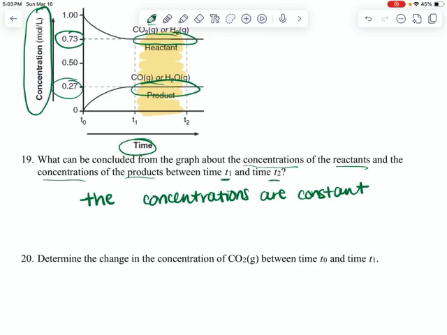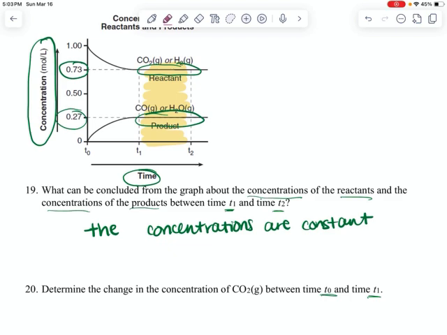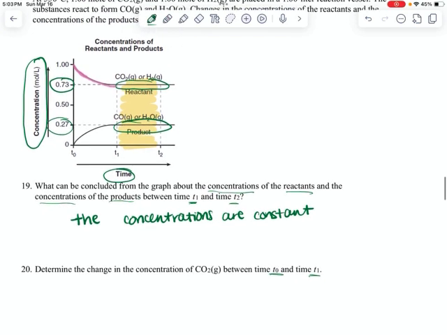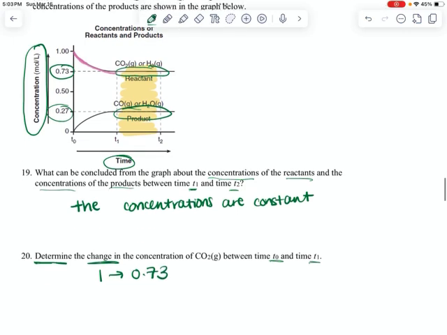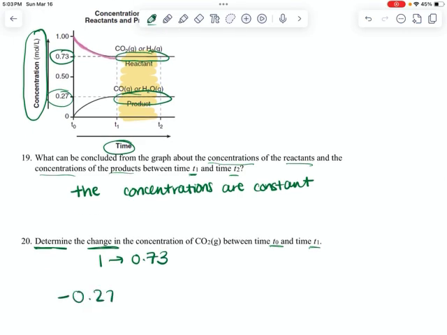Determine the change in the concentration of CO2 gas between times T0 and T1. So we are looking here. We're looking at CO2 from time 0 to time 1. So a lot of people got this wrong because when it says determine the change in, it is looking for a number value, especially since they give us the numbers. Right, so we have to use them. It goes from 1 to 0.73. So you can say negative 0.27 moles per liter, or you could say decreased by 0.27 moles per liter for that one.